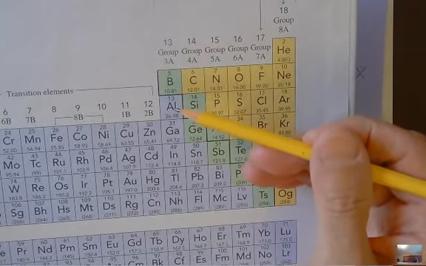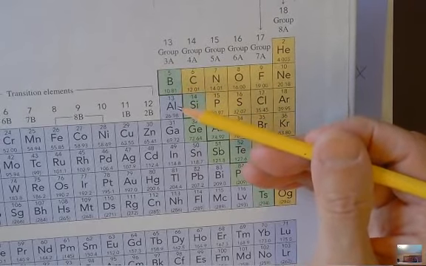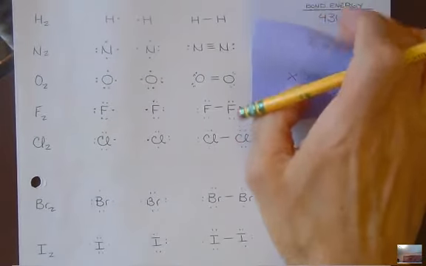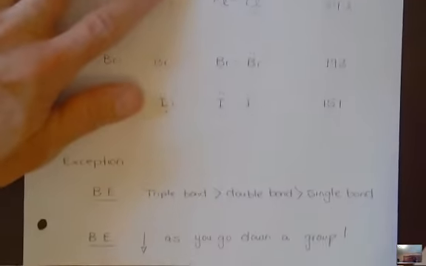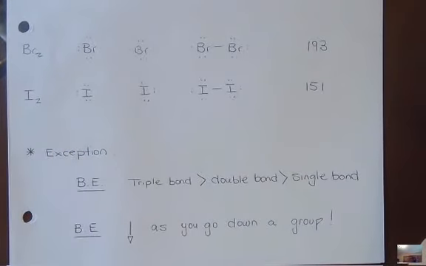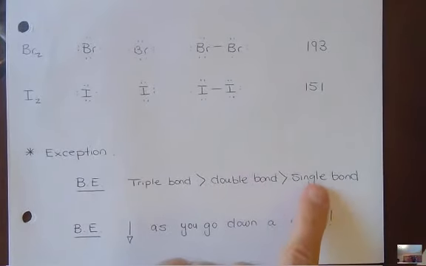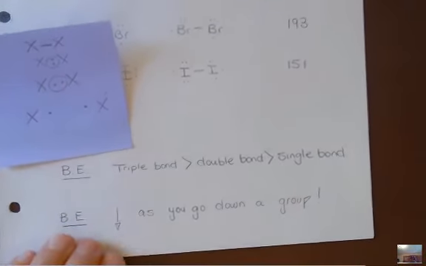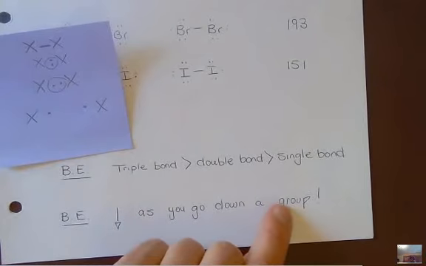Bromine bonds would be stronger than aluminum. The smaller the molecule, the stronger the bonds when everything else is held constant. Okay, here's that trend down at the bottom. So bond energy goes: triple bonds are stronger than double bonds, which are stronger than single bonds. And the second trend that we learned, maybe you can cover this up, is that bond energy goes down as you go down a group.